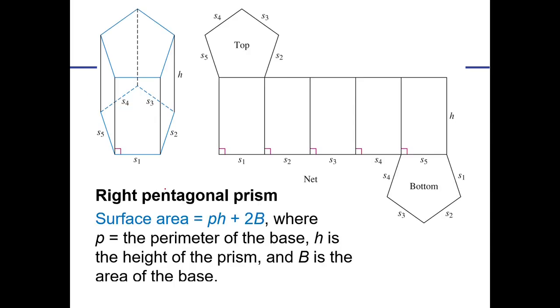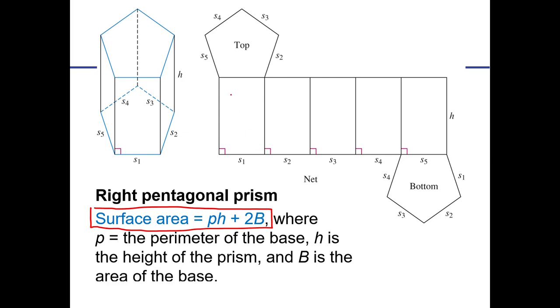To find the surface area of a right pentagonal prism, we're going to unfold the pentagonal prism into this figure on the right. We have a pentagon and another pentagon here for the bottom, and we have 1, 2, 3, 4, 5 rectangles. The formula to calculate the surface area is given by P times h plus 2B, where P is equal to the perimeter of the base, h is the height of the prism, and B is the area of the base. Now, why is this formula true?